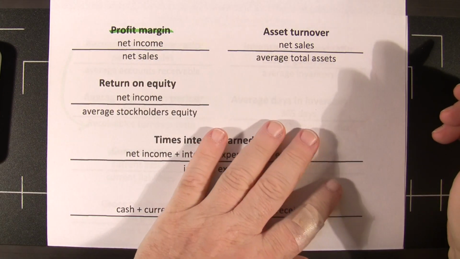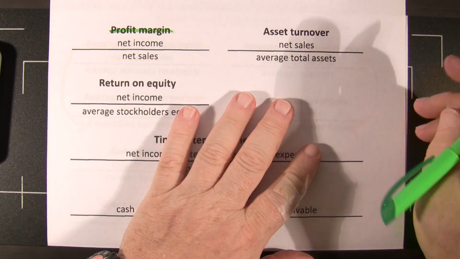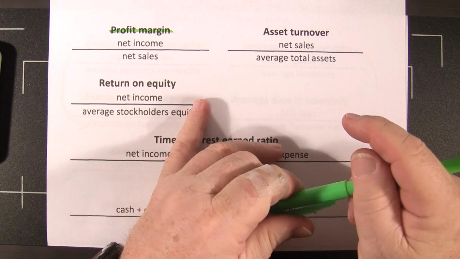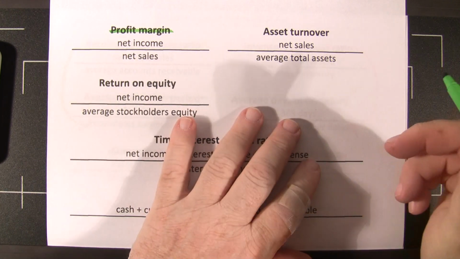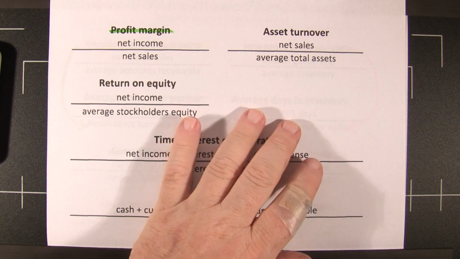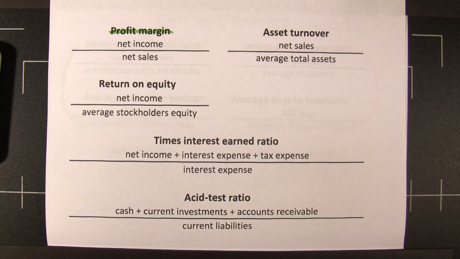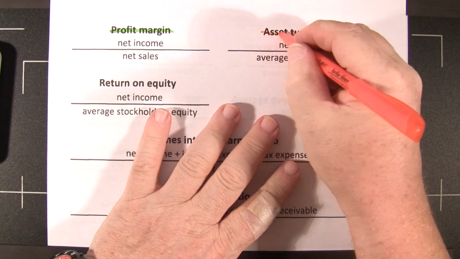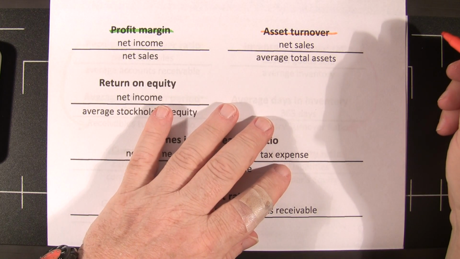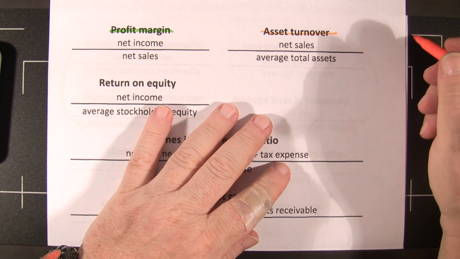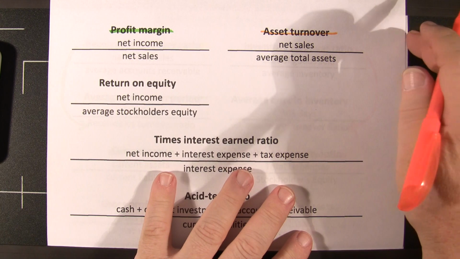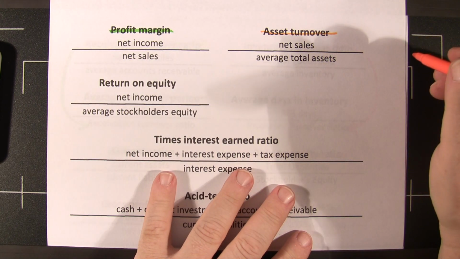For every dollar in sales, what percentage, for every dollar in income, how many sales did you have to make? Or put another way, for every sale you made, how much resulted in net income? Asset turnover, again, this looks at net sales and it looks at average total assets. Total assets in the balance sheet divided into net sales from the income statement. How many times do we turn over our total assets in a year?